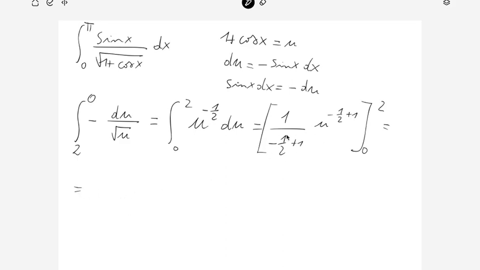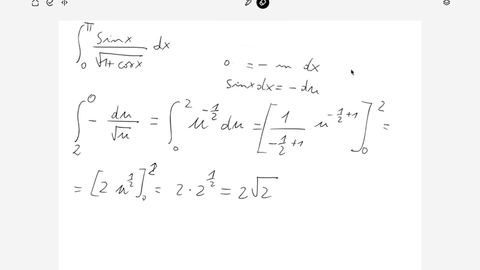Okay, minus 1/2 plus 1 is 1/2. 1 over 1/2 is 2. u to 1/2, between 0 and 2. So at 2 we have 2 times 2 to 1/2. At 0 we have 0. And this is 2 square root of 2.